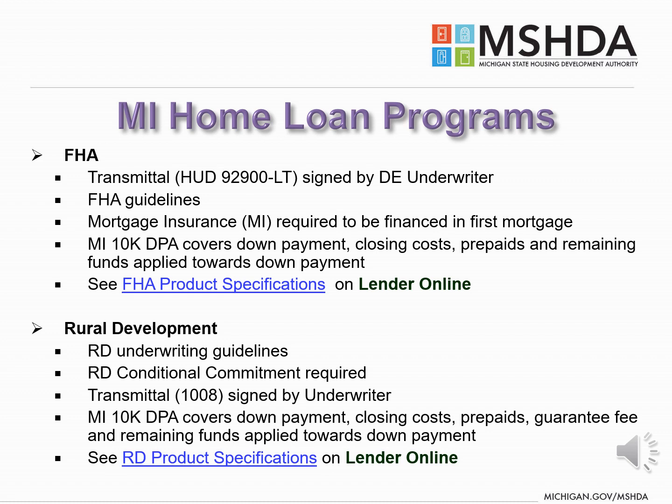For rural development, RD underwriting guidelines must be followed. The RD conditional commitment is required with submission, along with the 1008 signed by the lender's underwriter. Down payment assistance of $10,000 is available.